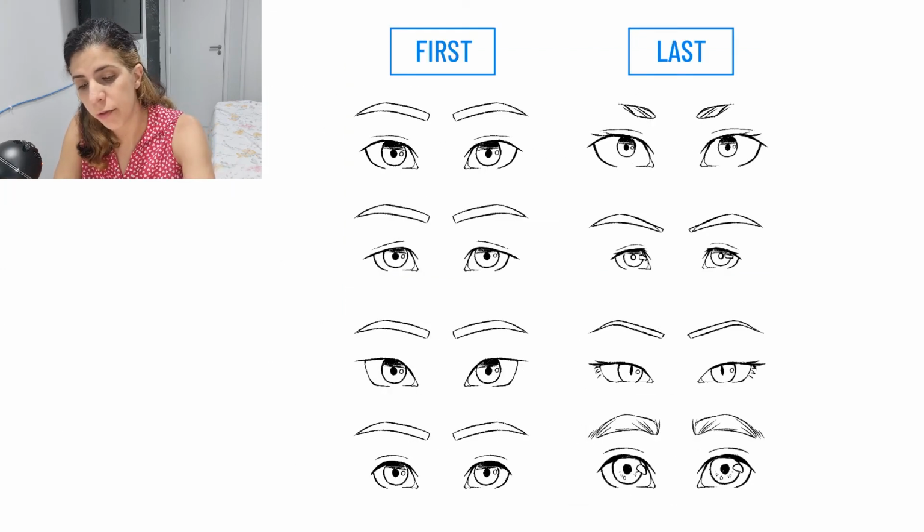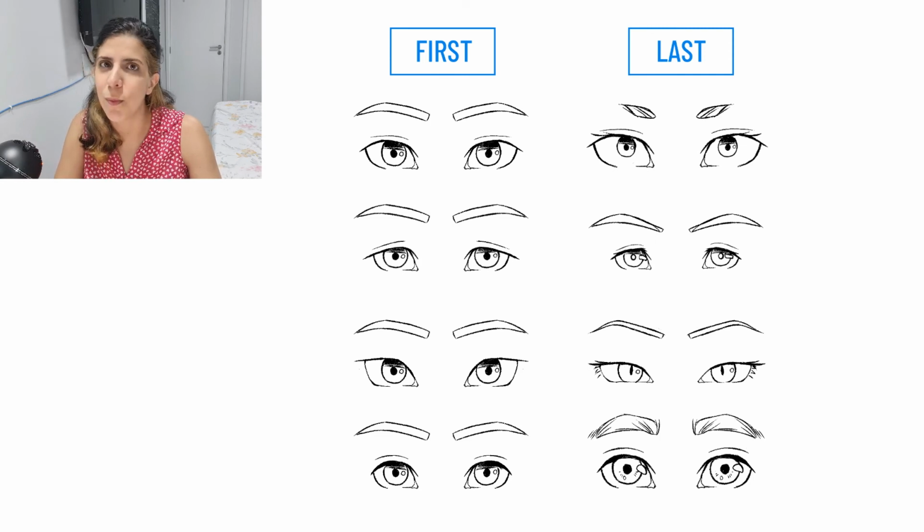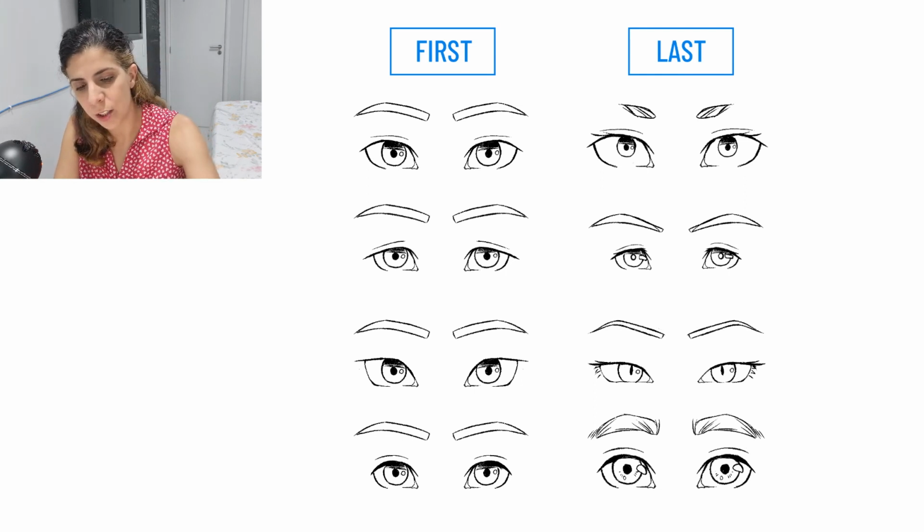So if you compare the first row to the last row, you can see that there's quite a big difference, even though I didn't make that many iterations, and it already resulted in such a big difference.